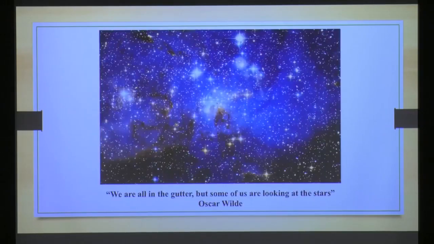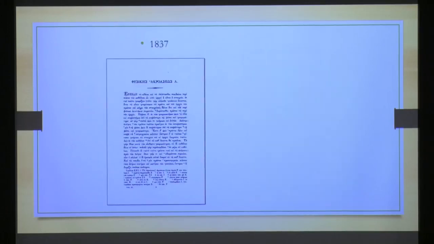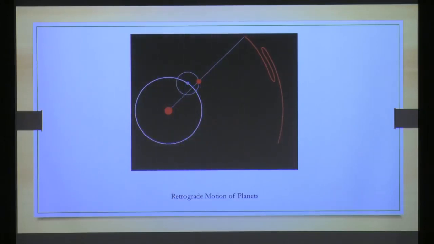And to explain this, they came out with this idea. They said, okay, this is the earth here in the middle, and this is the planet. And the planet does not go directly around the earth in one circle. It goes actually in a circle around a circle. And this could explain this retrograde motion.